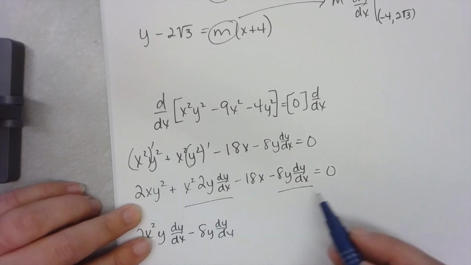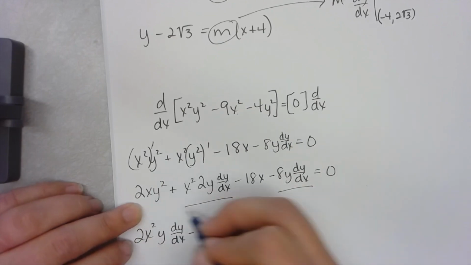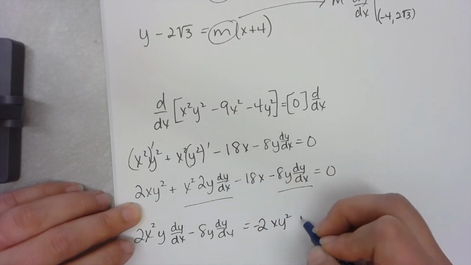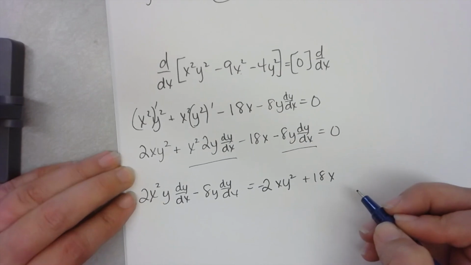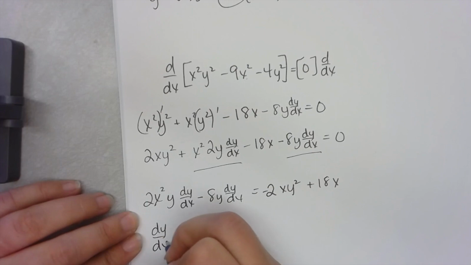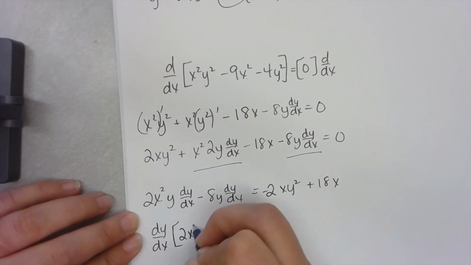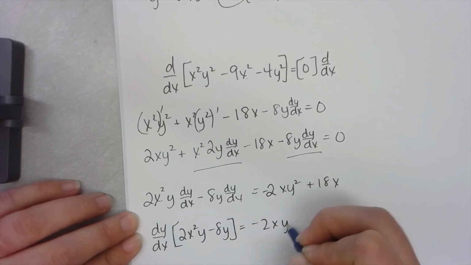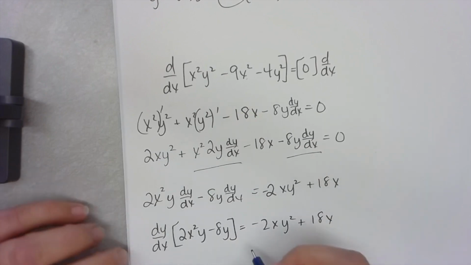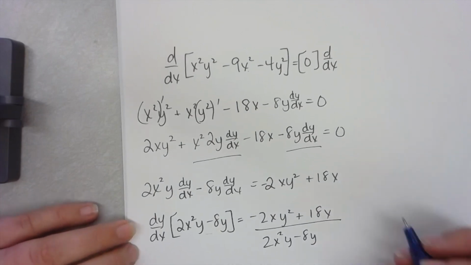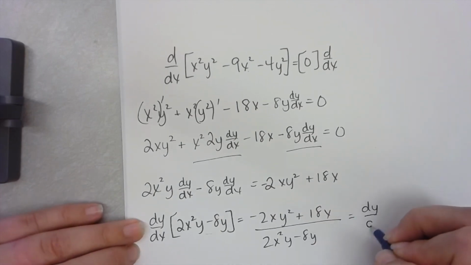Now I'm going to move this to this side. So this is going to become minus 2xy squared, and this will become plus 18x. All right, I'm going to factor out my dy/dx here, and then I just get 2x squared y minus 8y is equal to negative 2xy squared plus 18x, and I just divide by everything over here. So 2x squared y minus 8y. And here is my dy/dx.